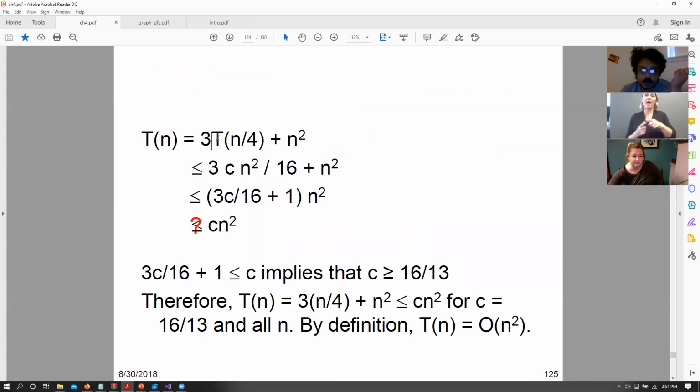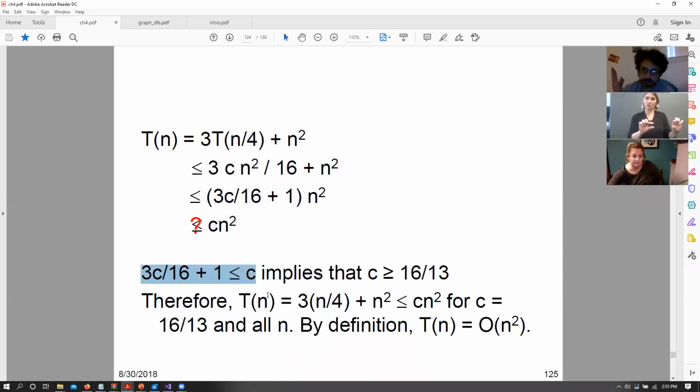Then we replace that with our T(n/4). So we have 3cn squared by 16 plus n squared. We take out n squared from this equation. We have (3c by 16 plus 1) n squared. Now, in order to show that this is less than or equal to cn squared, we need to say that 3c by 16 plus 1 n squared is less than or equal to cn squared, right? So in other words, we have to say 3c by 16 plus 1 is less than or equal to c, right? So we have to prove this particular inequality.